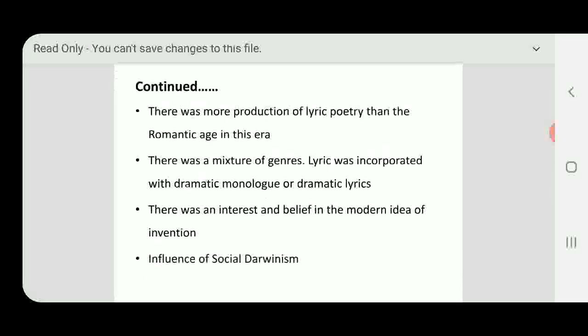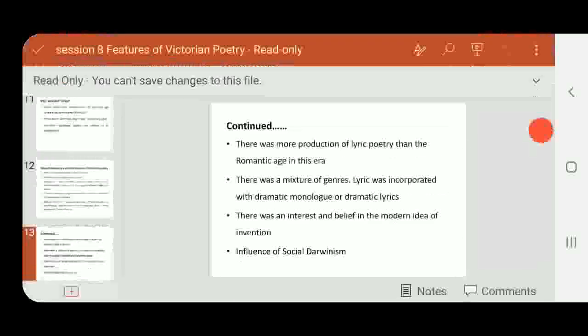And one more important feature of Victorian literature is that there was more production of lyric poetry than in the Romantic age. Though the Romantic age was known for its lyric poems, in this era even more lyric poetry was written. And there was a mixture of genres. Lyric was incorporated with dramatic monologue, or dramatic lyrics. And there was an interest and belief in the modern idea of invention. The influence of social Darwinism was also there in Victorian poetry.